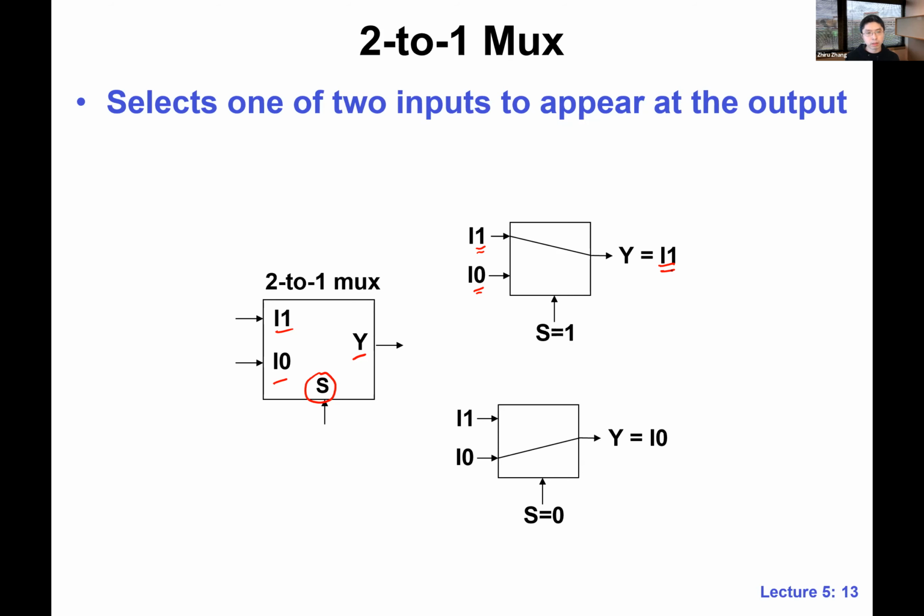So if you understand this one, you should be able to quickly parse this Boolean formula, this expression. This is how we represent the mux using a Boolean expression. If we try to parse this, when S is 1, the first term is canceled out. So Y is I1. When S is 0, Y is I0.